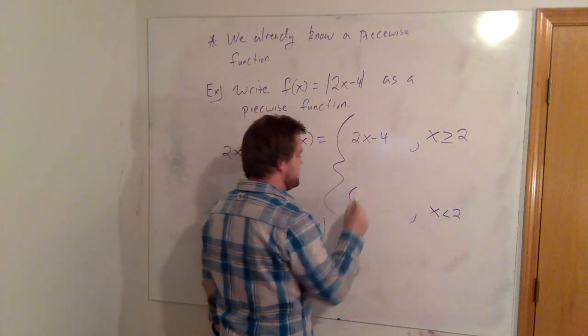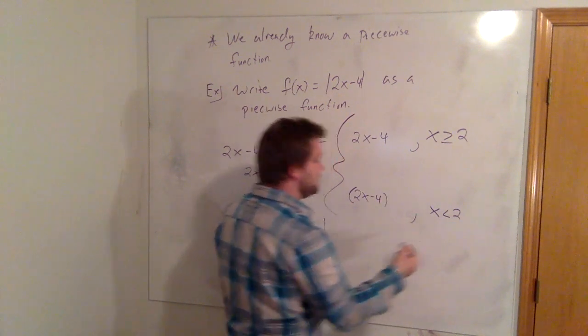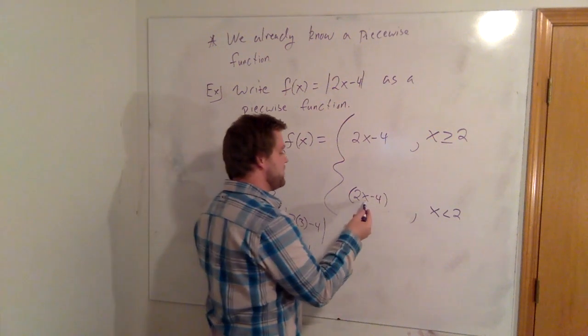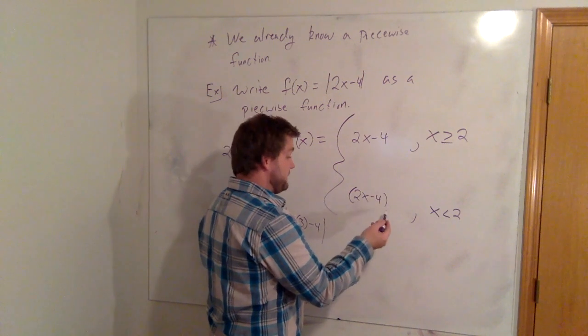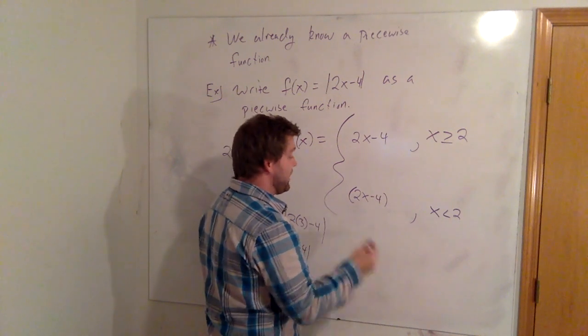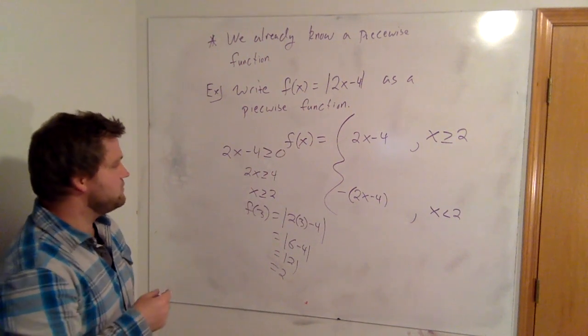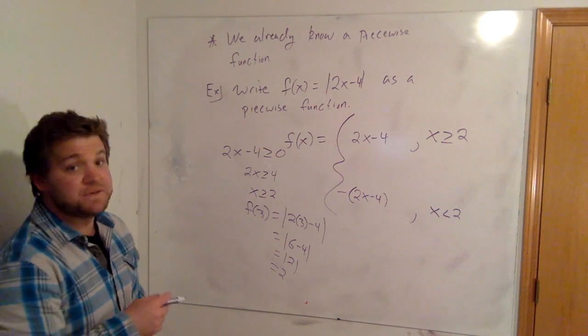So I'm going to take the 2x minus 4. If I plug in a value less than 2, for example, let's say you plugged in 1. If you plug in 1, you get 2 times 1, which is 2. 2 minus 4 is a negative. So it'd spit out a negative 2, but I need to make that negative 2 a positive 2, so slap it with a negative. So here, I've defined this absolute value function, the absolute value of 2x minus 4, piecewise.